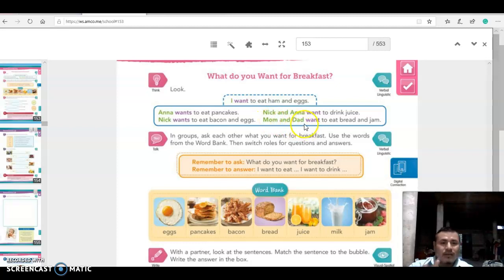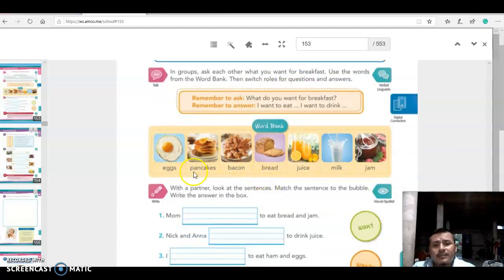Mom and dad, we're talking about two people. So that's why we don't add S. Only singular, he or she and it, we add S to this verb, okay? And in groups, see this one right here? Remember to ask, what do you want for breakfast? Remember to answer, I want to eat. I want to drink.